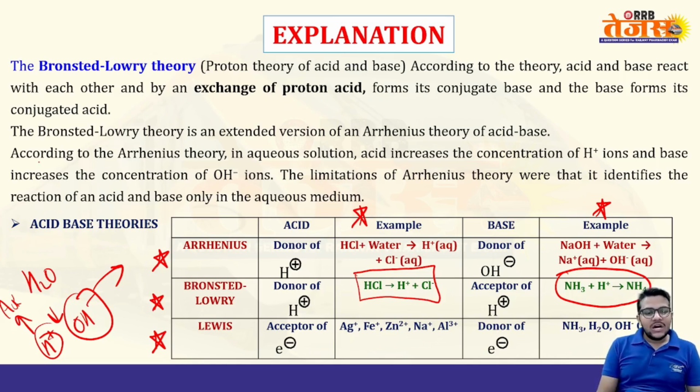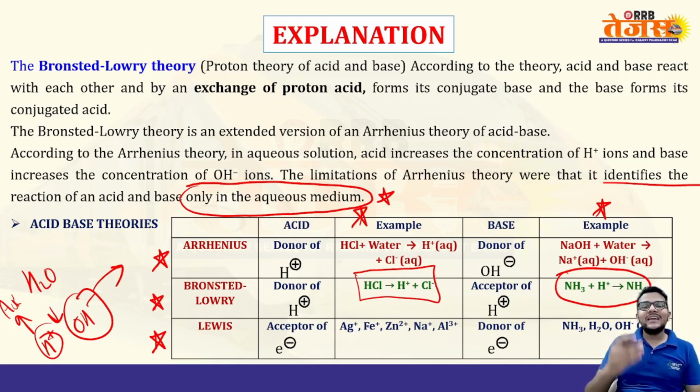So according to Arrhenius theory, in an aqueous solution acids increase the H positive ion, whereas bases increase the concentration of OH negative ion. The limitation of this theory is that it identifies the reaction of acid and base only in aqueous medium. So this is a very important point: Arrhenius theory tells us only about aqueous solution.